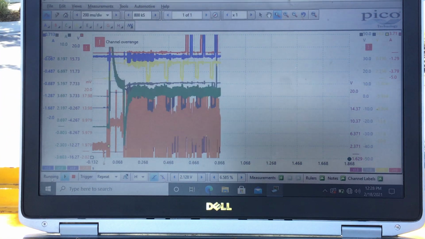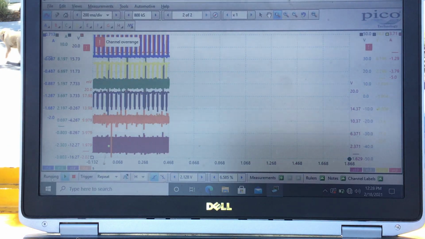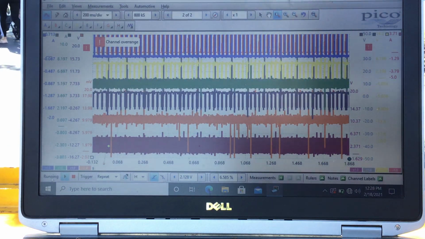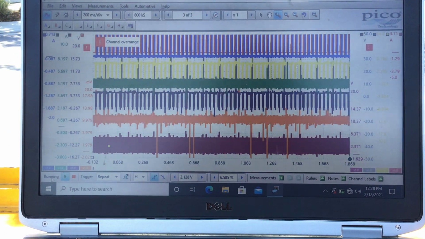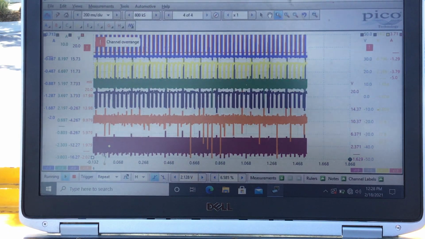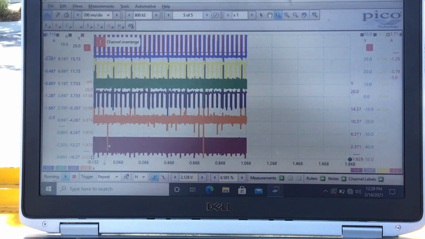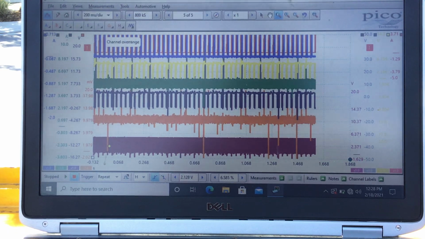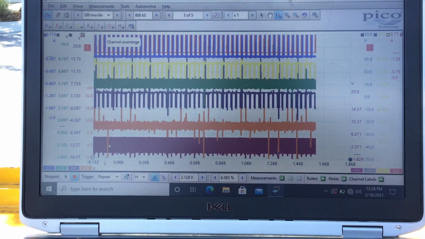Okay, scope's running, car's running. We're going across the screen, triggered on the crank. The orange channel is the current, the microamps going into the MAP sensor from the PCM. Believe it or not, there is a small amount. I want to see how much that is.